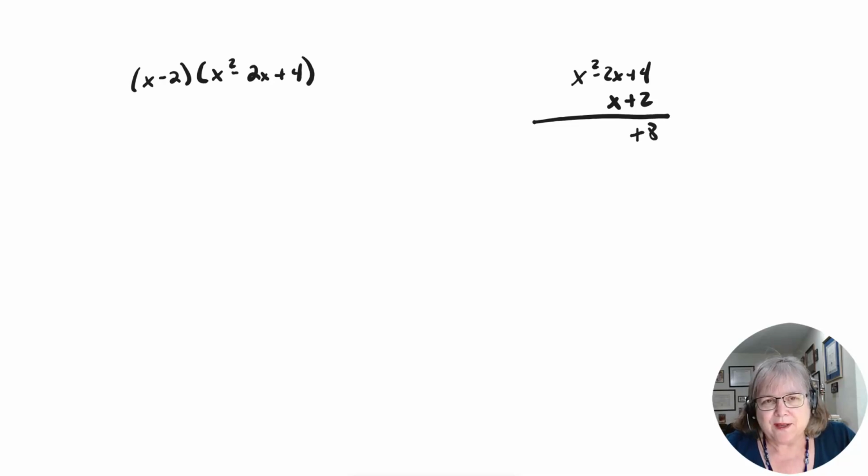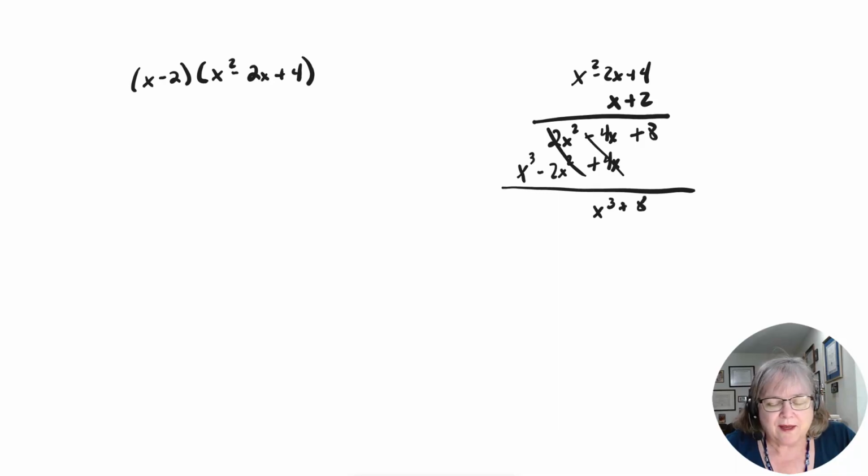Then you sort of go catty corner. So 2 times minus 2x is minus 4x. 2 times x squared is 2x squared. Then you skip a spot. So x times plus 4 is plus 4x. X times minus 2x is minus 2x squared. And x times x squared is x cubed. And these fall out, and you have x cubed plus 8.